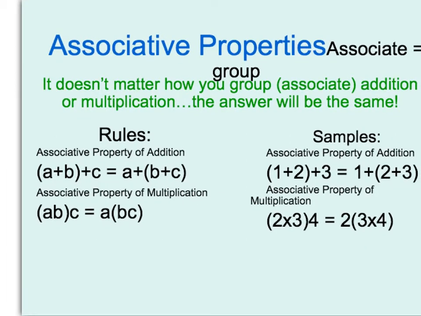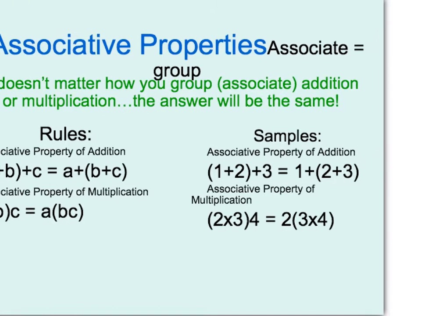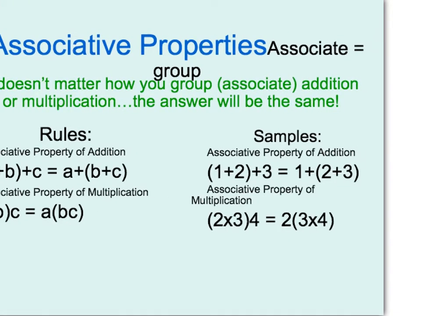So the rules. The associative property of addition, the rule is that if you have A plus B in parentheses plus C, it's the same thing and it equals A plus B plus C. Notice that the numbers are in the same order, but the parentheses have changed. That's the associative property of addition. The example they give you over here is 1 plus 2 with parentheses around the 1 and the 2. That means you would do those first. 1 plus 2 plus 3 is the same thing as 1 plus parentheses 2 plus 3.